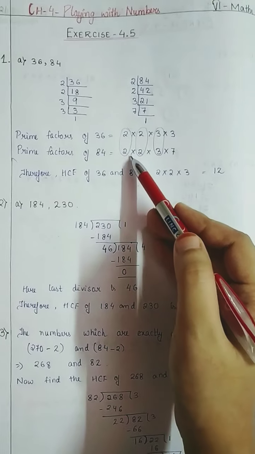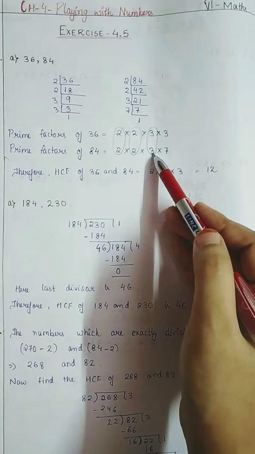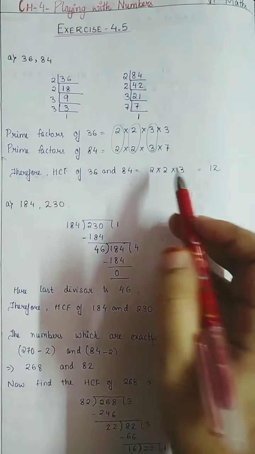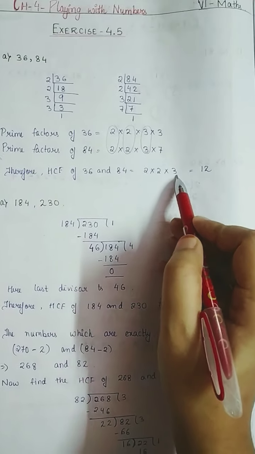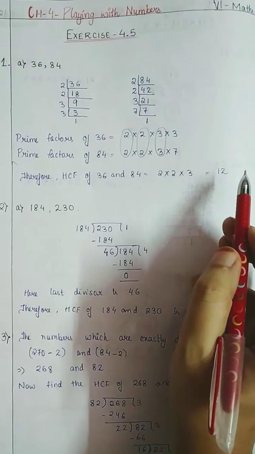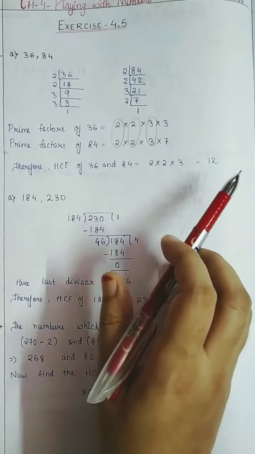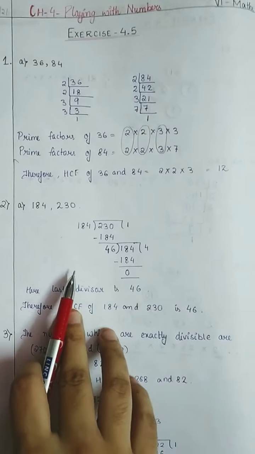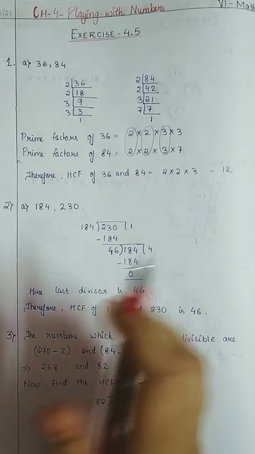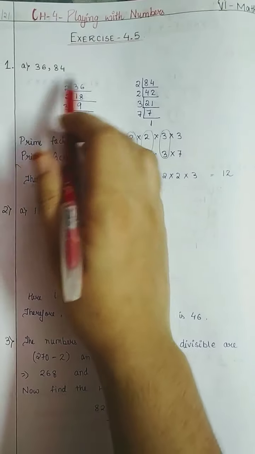So here we can see 2 is here also and here also. Here also 2, here also 2, and 3 is here also and here also. So what we will do, all the common factors we will take once. So it will be 2 multiply 2 multiply 3, that is equal to 12. So 12 is a number which divides both 36 and 84. 12 3s are 36 and 12 7s are 84. Like that we have to find the highest common factor that divides both the numbers.